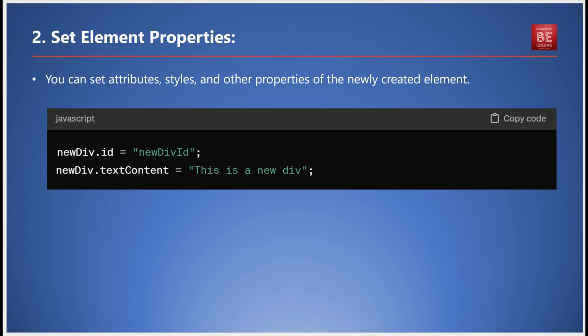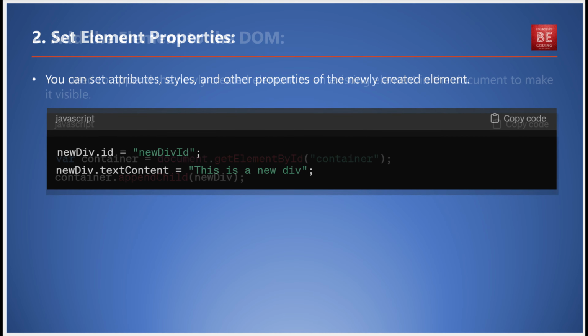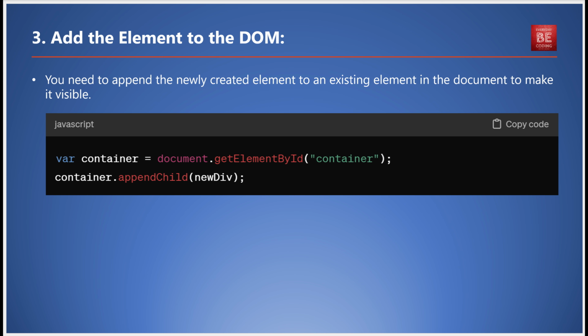your web page. Why? Because you need to append it to an existing element in the document. Let's say you have a container in your HTML where you want to add this new div. You would do something like this: var container = document.getElementById('container'); container.appendChild(newDiv). And voila! Your new div is now part of the DOM and visible on your web page.